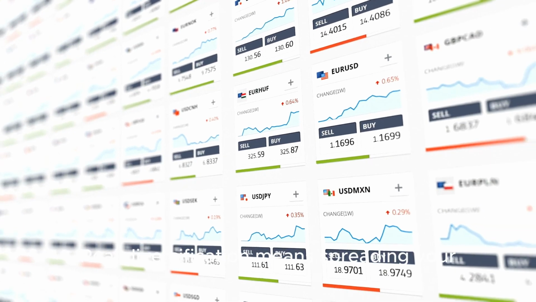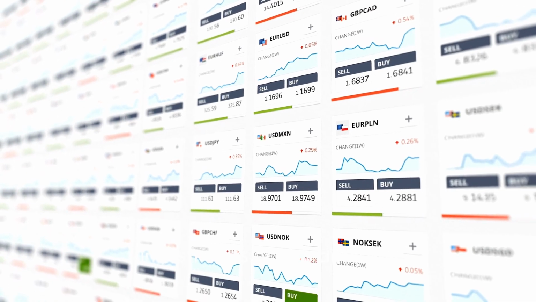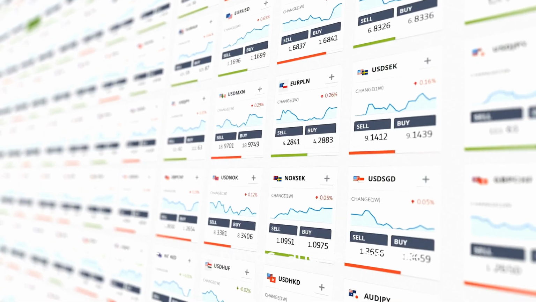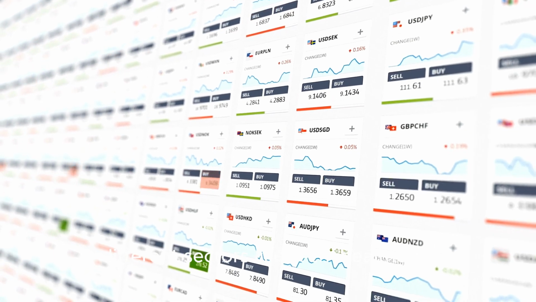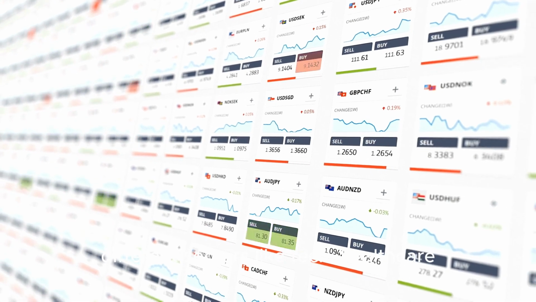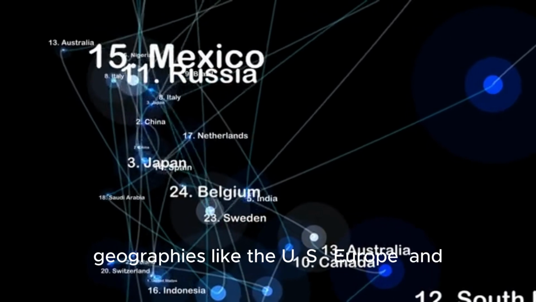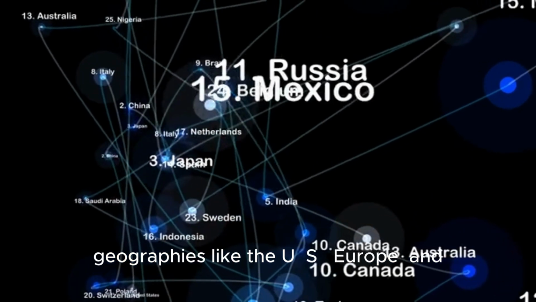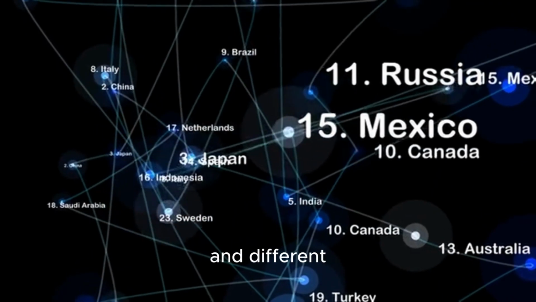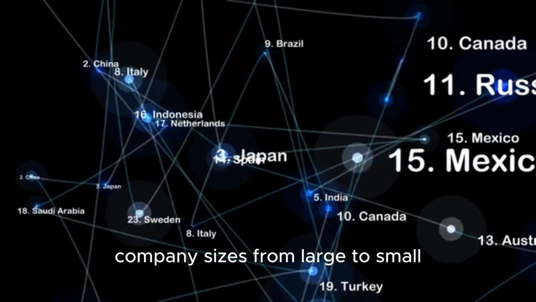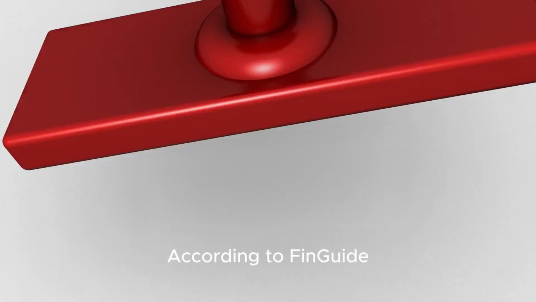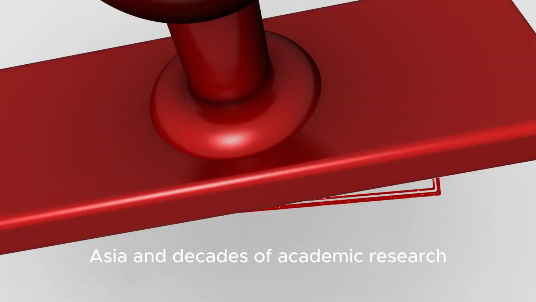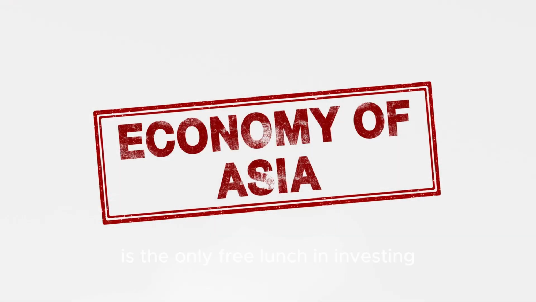Real diversification means spreading your investments across different asset classes like stocks, bonds, and real estate, different sectors like tech, healthcare, and energy, different geographies like the U.S., Europe, and Asia, and different company sizes from large to small. According to Fingwood Asia and decades of academic research, proper diversification is the only free lunch in investing. It reduces risk without necessarily reducing returns.